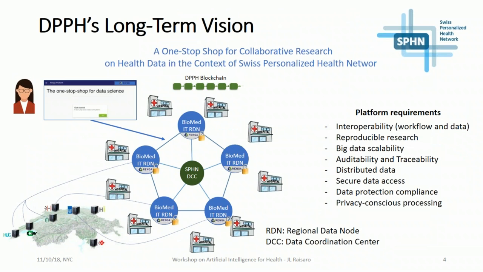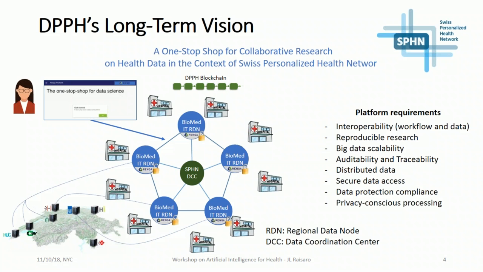Yeah. Okay, so the vision is really at the Swiss level. There's this initiative called the Swiss Personalized Health Network, whose goal is to connect all the university hospitals in Switzerland to have a common infrastructure so that data becomes interoperable and scientists can perform research on distributed data. The goal of this project is to have a sort of one-stop shop where privacy-enhancing technologies are used so that data scientists can use this data in a very secure way.